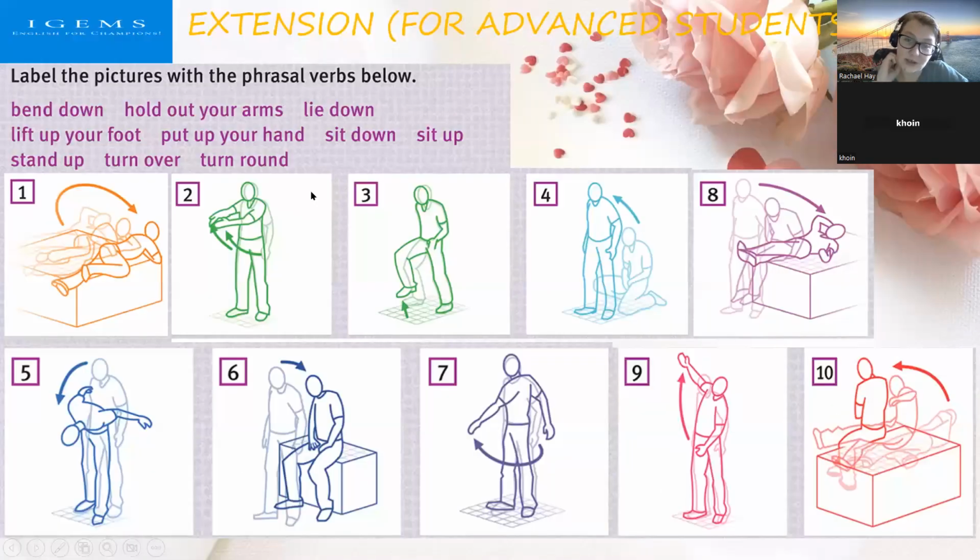Okay. So we are here with our work. Here we have some pictures of a person doing some things, and here we have words. So we have bend down, hold out your arms, lie down, lift up your foot, put up your hand, sit down, sit up, stand up, turn over, and turn around. What we need to do now is label the pictures with those words.